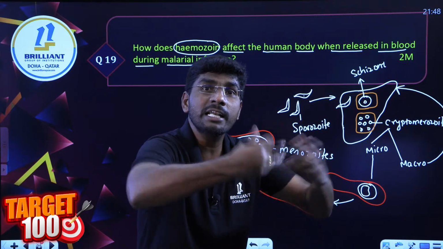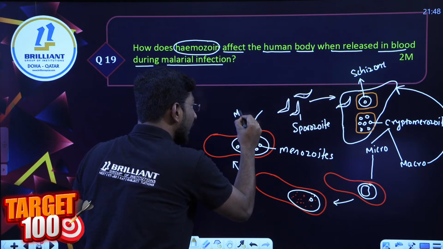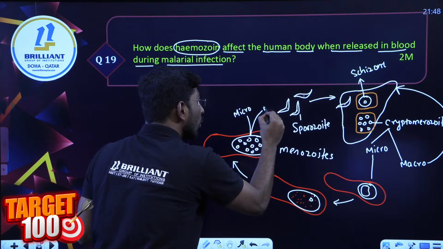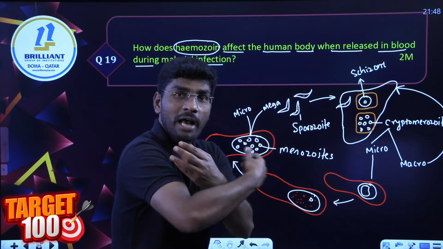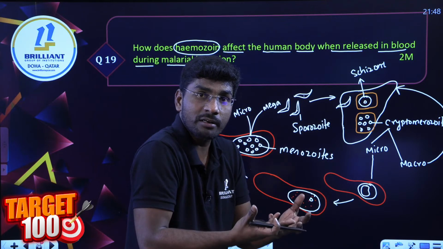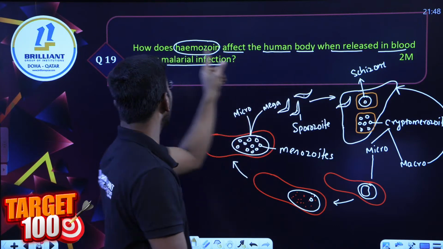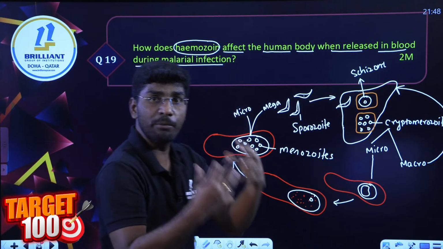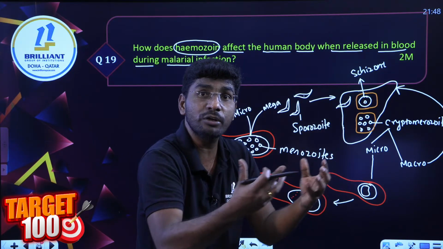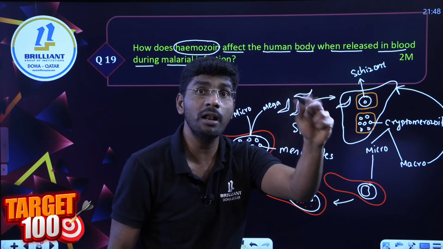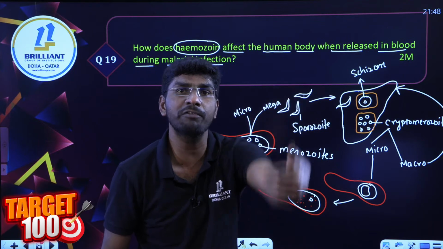So when this RBC ruptures, many merozoites come out. These merozoites are again micro and also macro. They convert into gametocytes. So when the RBC ruptures, the hemozoin chemical is released, it can cause chill and also high fever. Remember what is given? How does hemozoin affect? Hemozoin effect: when RBCs are ruptured, the chemical released into the blood can cause high fever and chill. After 2 days, 3-4 days, again and again, it will recur.